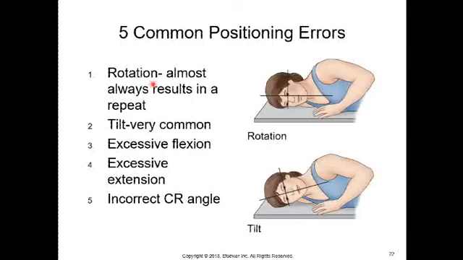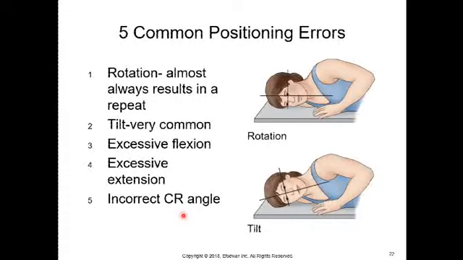Anytime you have rotation, you're almost always going to repeat the image because you want to make sure that everything is completely superimposed. That's why I pointed out the sella turcica for the lateral, and then for the AP, you want to make sure that everything is equidistant. The other three would be excessive flexion, excessive extension, or incorrect central ray angle. That happens a lot too.